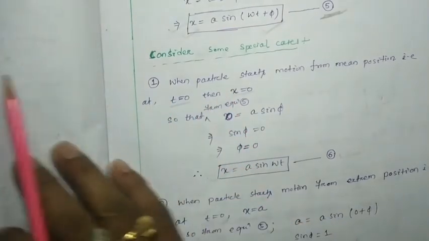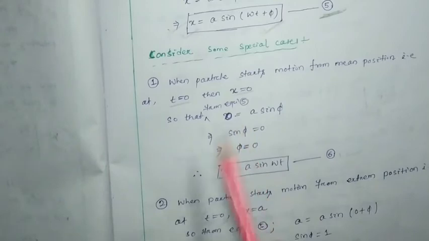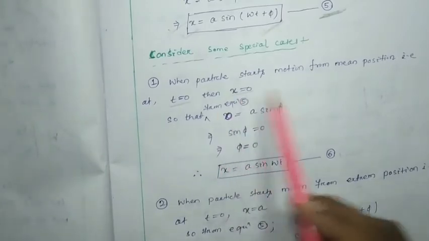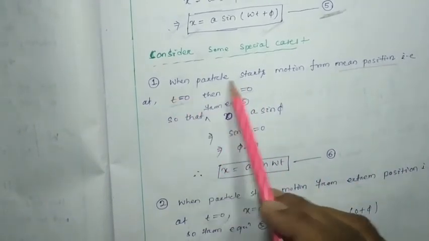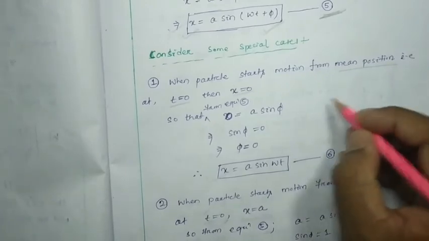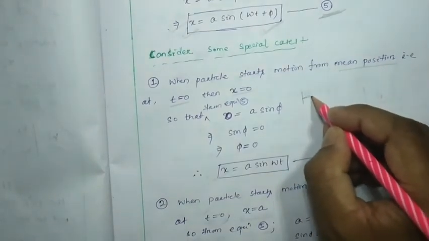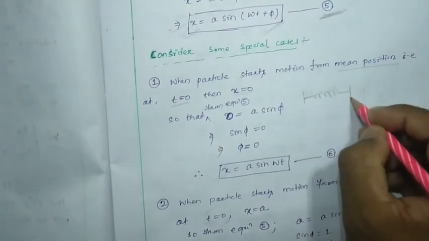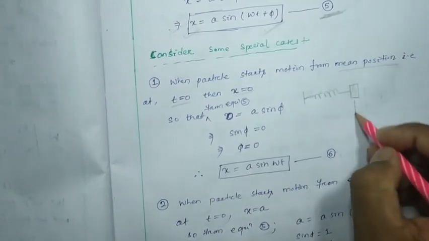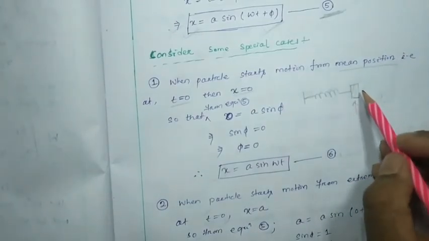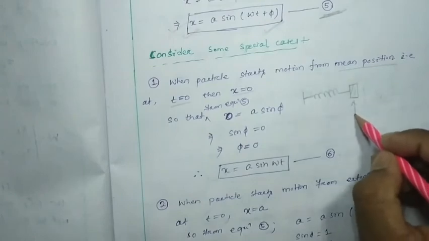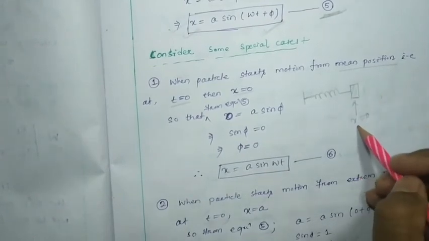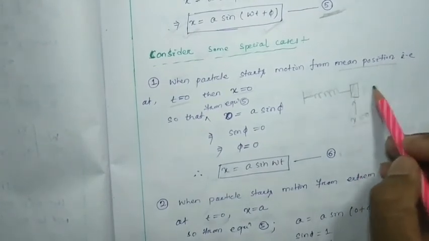Case number 1, we consider that the particle starts from the mean position. That means this is our spring, attached with a mass, and it vibrates about its mean position, that is x equal to 0, it vibrates like this.